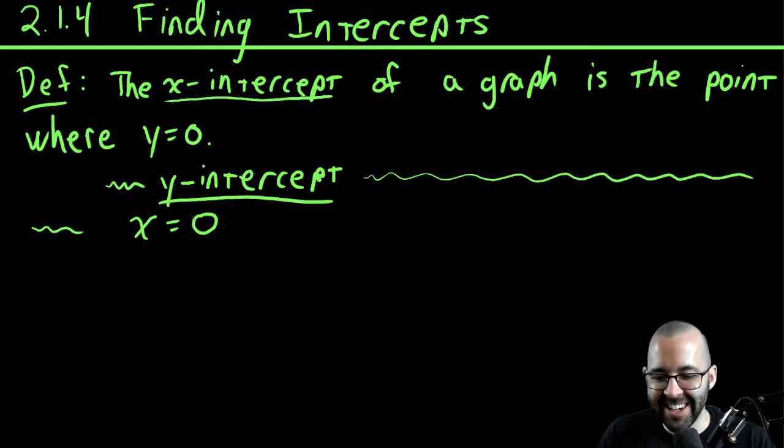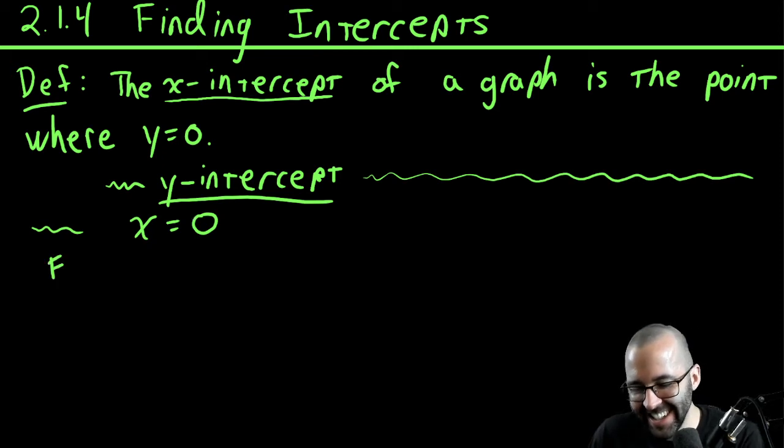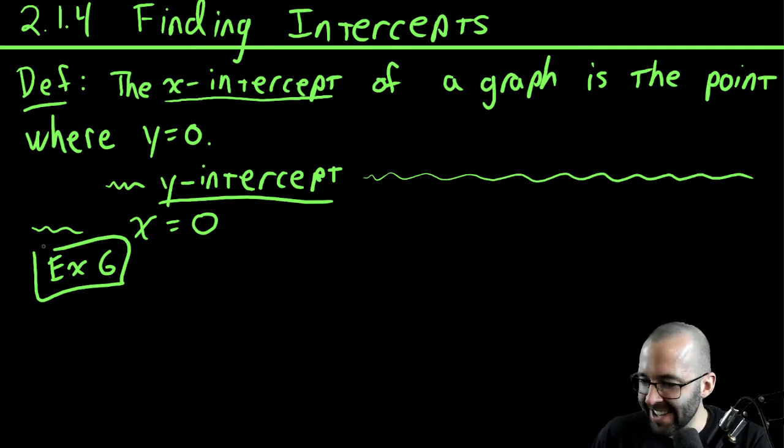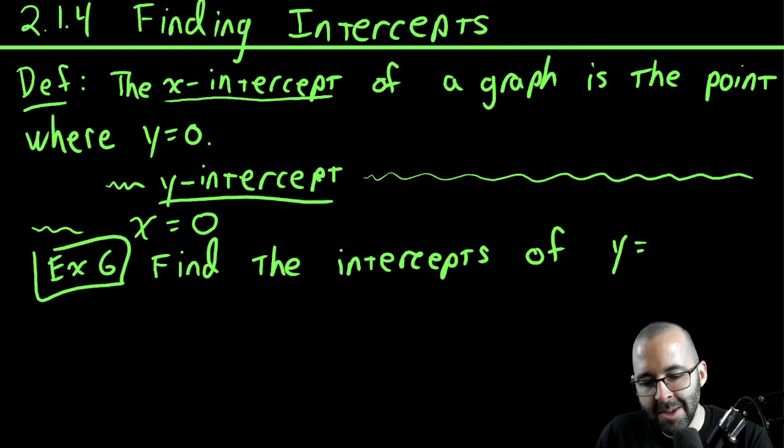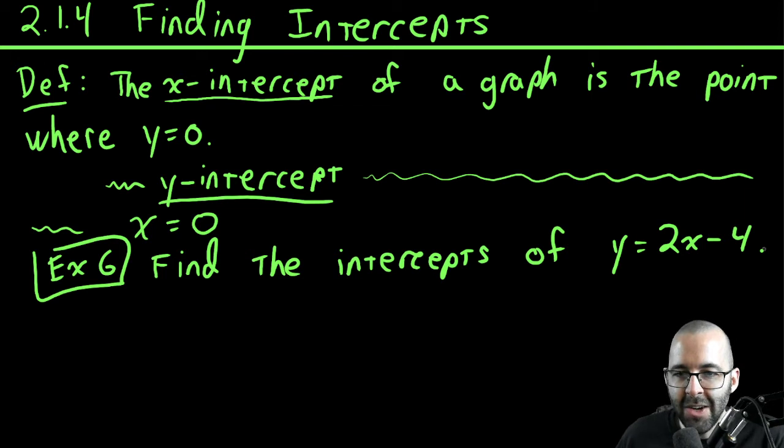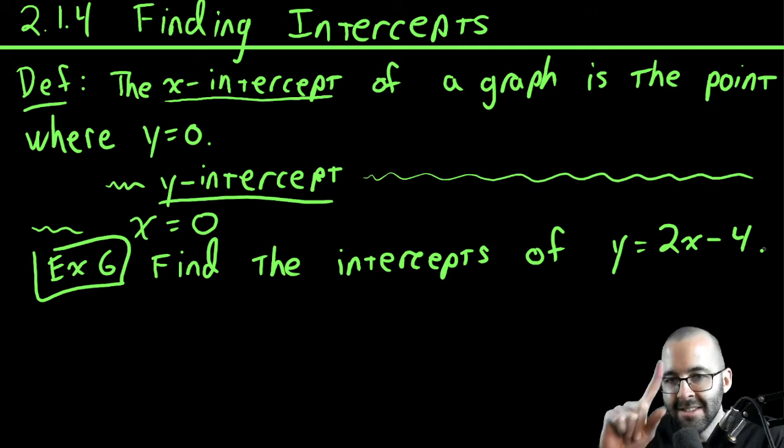Let's do some problems. All right, let's do example 6. Find the intercepts of y equals 2x minus 4. And now the astute video observer would say, ah, this was in a previous video. And you'd be right. So let's find it by hand and see if we're correct.